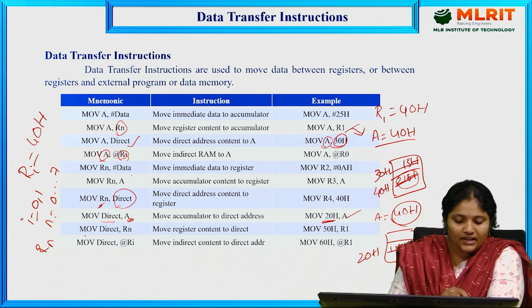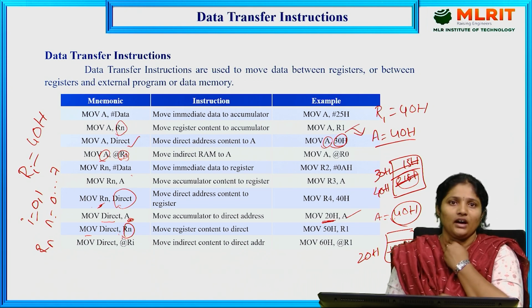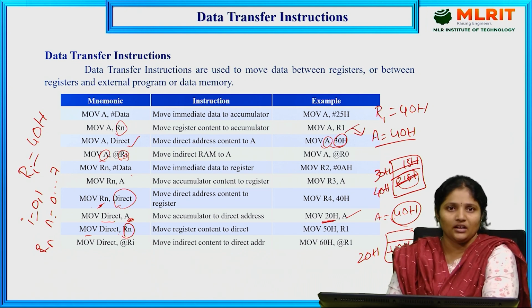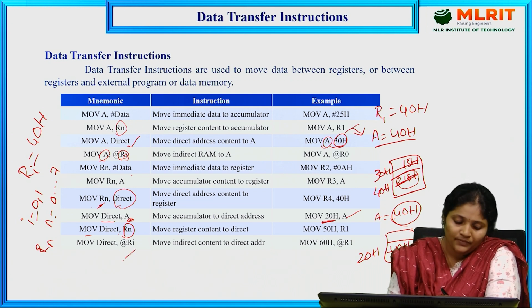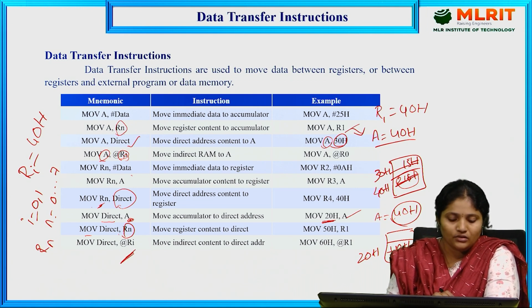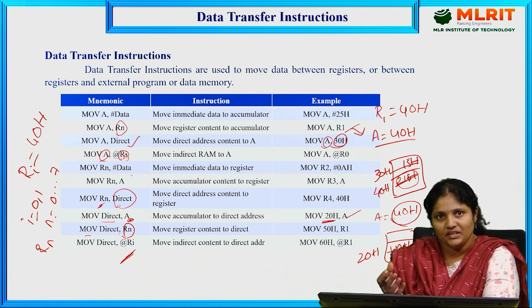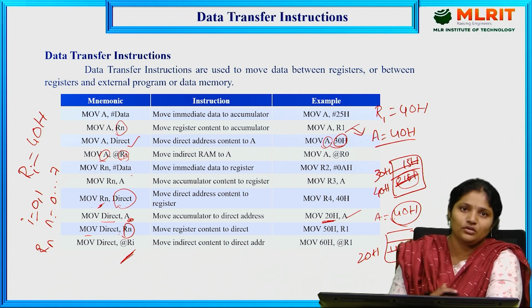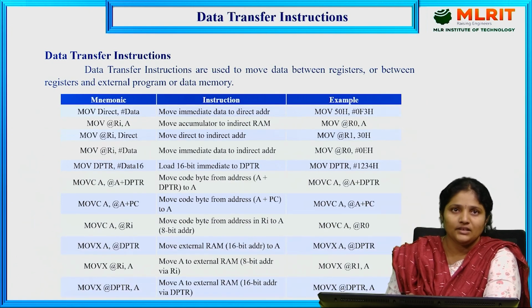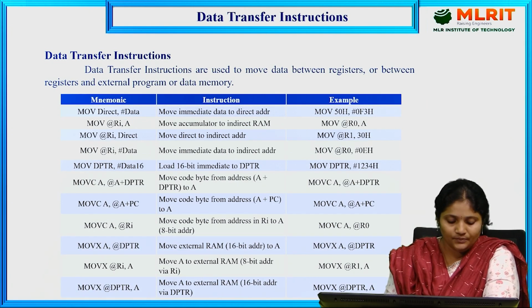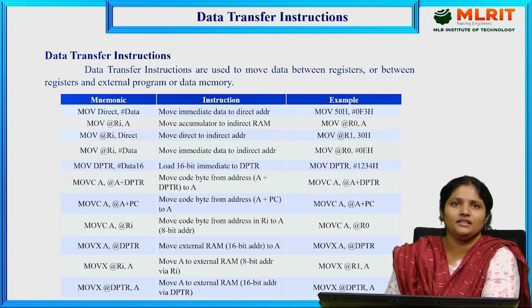Coming to the next one, just as we use the A register, we can use the Rn register also. R0 to R7 registers can be used in this particular instruction. Coming to the other one, here we are using an indirect instruction also. The data present in an indirectly specified memory location can be moved to the directly specified memory location. Coming to the next instruction set, here we will see another set of instructions.